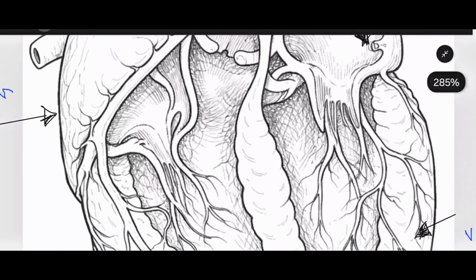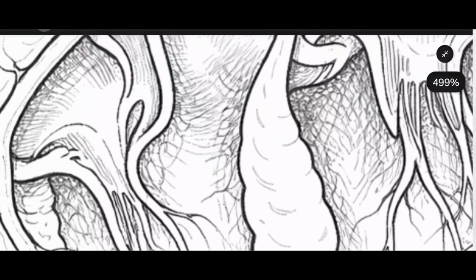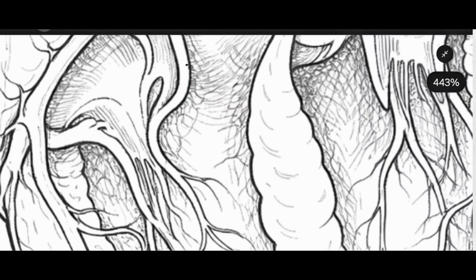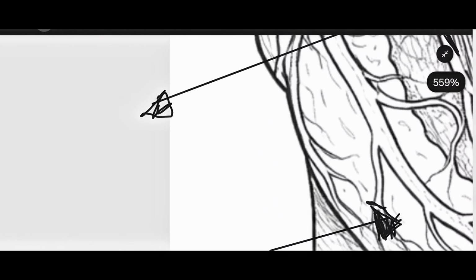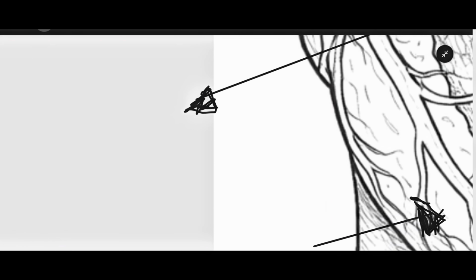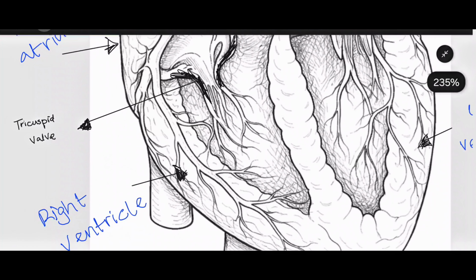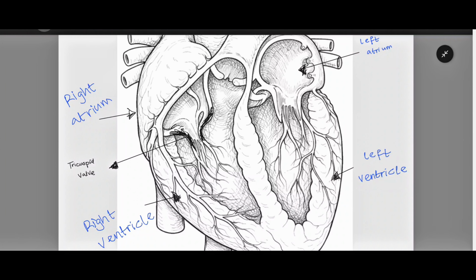Okay, this valve on the right side that separates the right atrium from the right ventricle, this valve right here that I'm shading out, we call this the tricuspid valve. It separates the right atrium from the right ventricle.